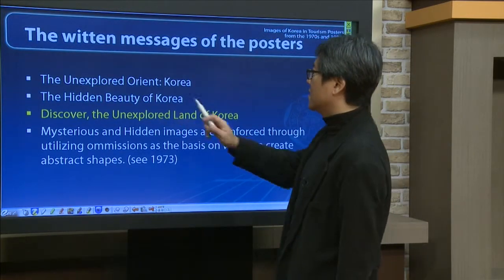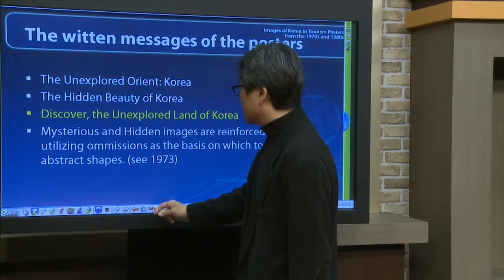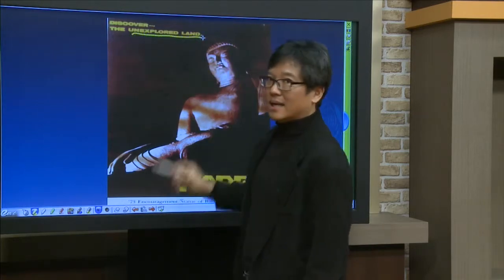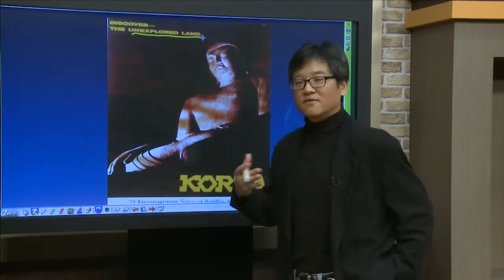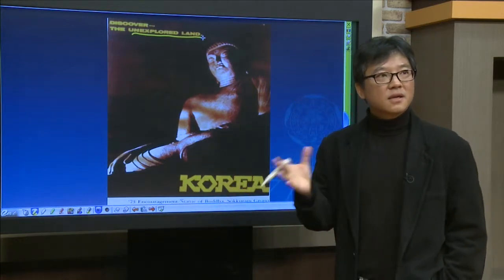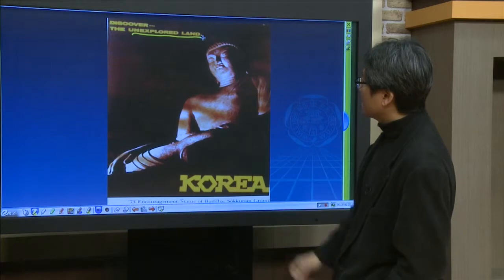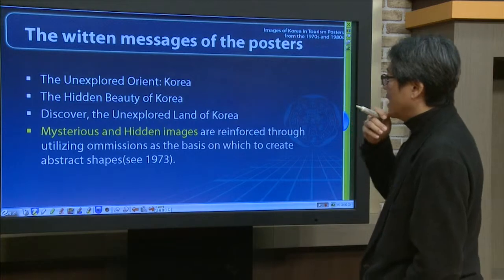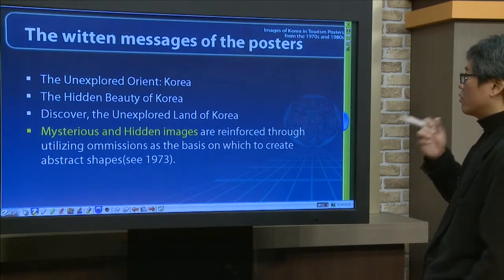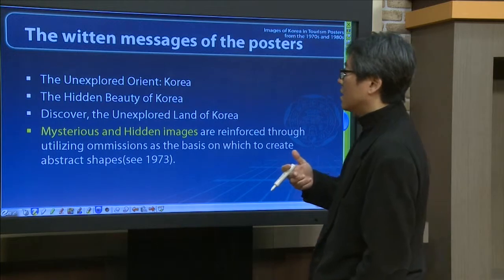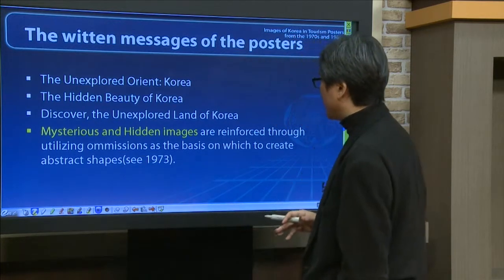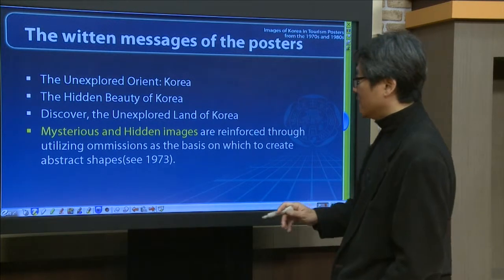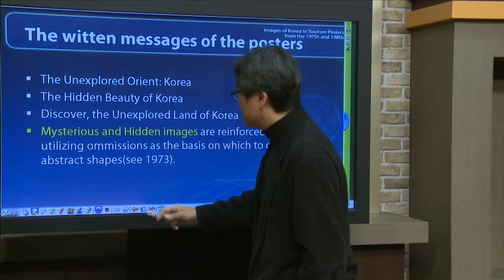And discover the unexplored land of Korea. Another example I prepared. Discover the unexplored land. Same theme reappears in a slightly different form, again the Buddha statue in Gyeongju. And mysterious and hidden images are reinforced through utilizing omissions as the basis on which to recreate abstract shapes. Again, I have an example to show this.